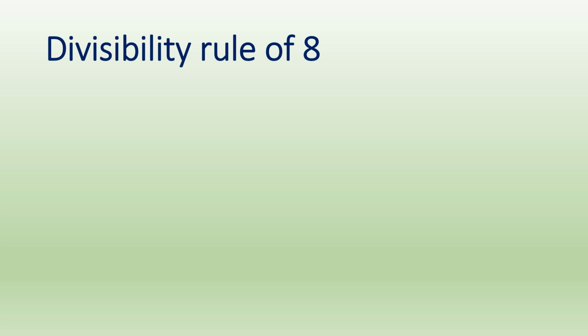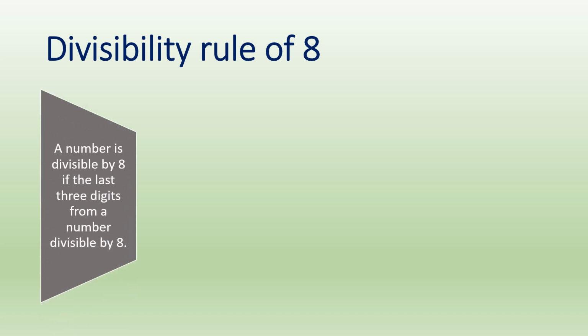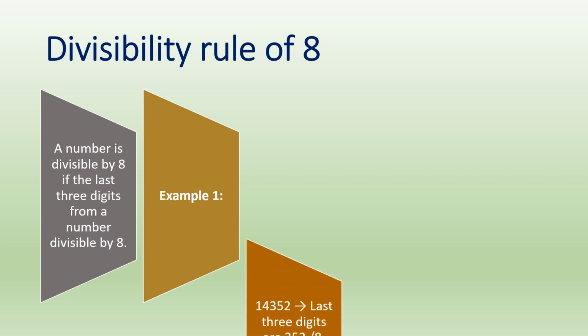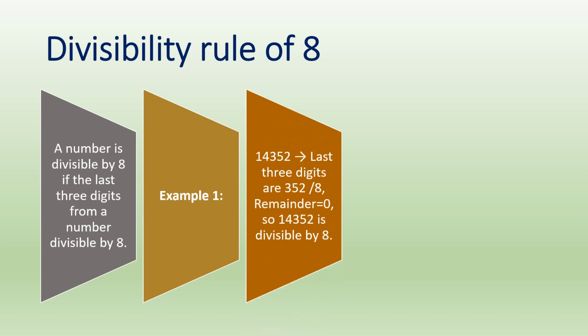Next is the divisibility rule of 8. A number is divisible by 8 if the last 3 digits form a number divisible by 8. Example, 14352. The last 3 digits are 352. We simply divide it by 8. We get the remainder as 0. So we can conclude 14352 is divisible by 8.